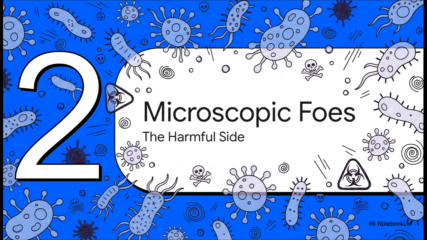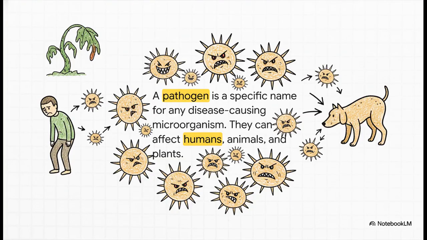All right, now for the darker side of the story. For all the amazing things they do, some of these microbes can cause some major, major problems. This is definitely the foe part of our big question. So, when a microbe turns bad, when it has the ability to make us or animals or even plants sick, we give it a specific name, a pathogen. You might just call it a germ, but pathogen is the scientific term for any of these microscopic troublemakers.